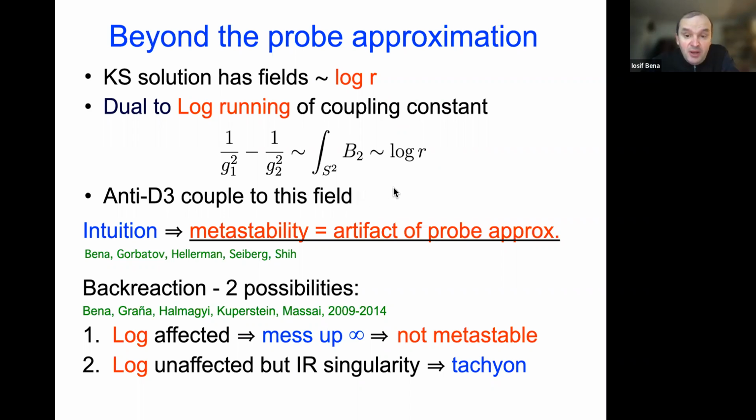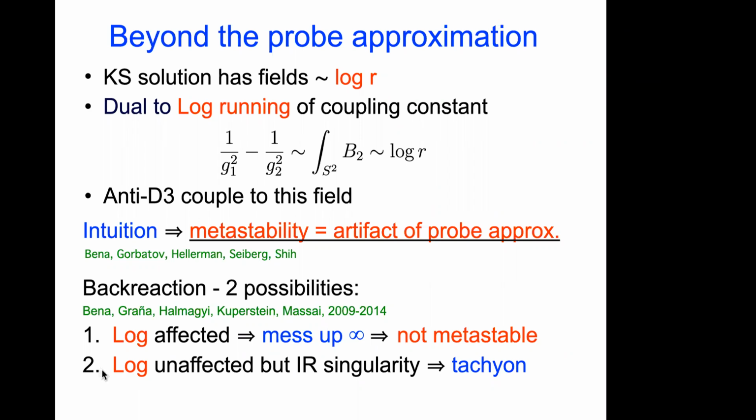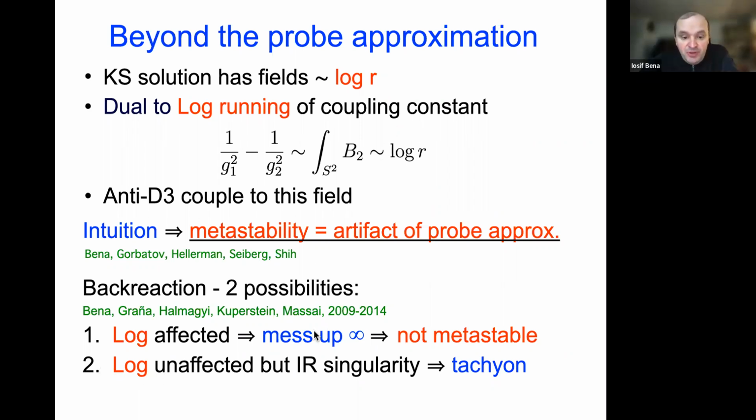Now, anti-D3 branes couple to this field, and the intuition which you had in a paper with Nati Seiberg many years ago was that because anti-D branes couple to this field, they basically mess up the log at infinity, and when they mess up the log at infinity, you will not get a metastable configuration, meaning that the energy of the anti-D brane will not be only stuck in the infrared, it will actually be visible all the way out to the UV. This is option number one, that the anti-D branes are going to couple to this field. There's another possibility that the log will not be affected by the anti-D branes, but then you basically get a singularity, which I'll show you implies that you may have a tachyon.